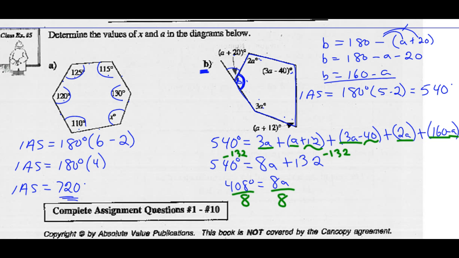So 408 divided by 8 is 51. 8A divided by 8 is A. So you find out that A is 51. All right. So now we get into a little bit of algebra, solving equations for variables. All right. You guys got questions 1 through 10. You have your self-assessment to check those out. Away you go.